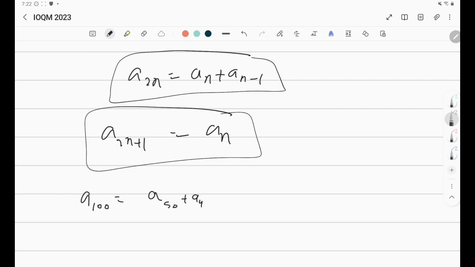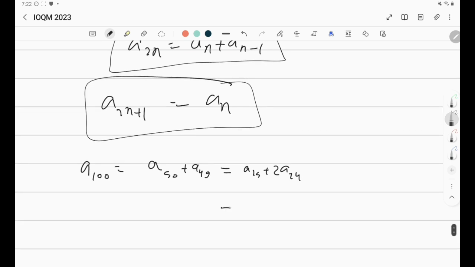50 plus 49. Nice. Now, of course, we're going to go descending, apply the recursion again. 50 gives 25 and 24, and 49 is 2n plus 1, so we can subtract 1, get 48, and divide by 2. So it's again 24. So it's actually 2 times that. Okay. 25. Now, for a_25, we can do a similar thing. Basically, we're just going to keep applying the same technique until we get to smaller values that we already have the ability to find.